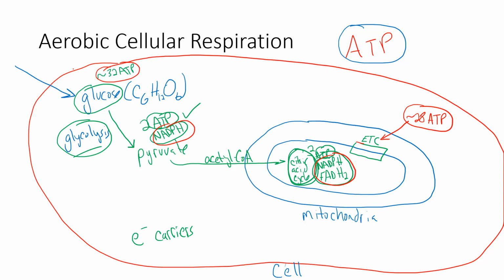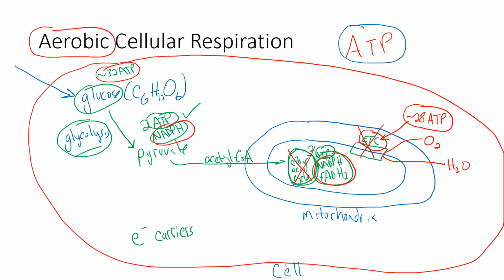And speaking of aerobic, why do we call it aerobic cellular respiration? Well, it turns out that this last part of the puzzle here, the electron transport chain, requires oxygen. So oxygen goes in, water comes out, along with a lot of ATP. But without oxygen, none of this happens. The electron transport chain doesn't happen. The citric acid cycle can't happen.